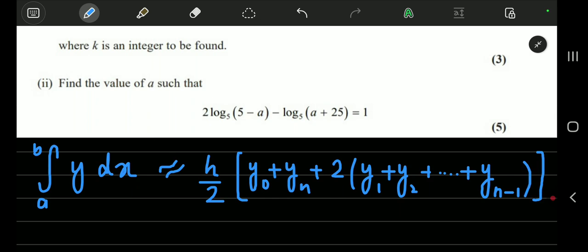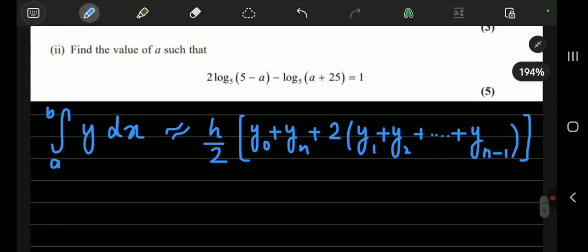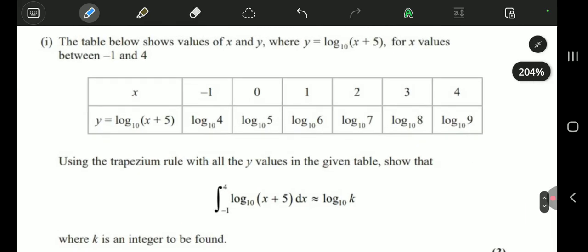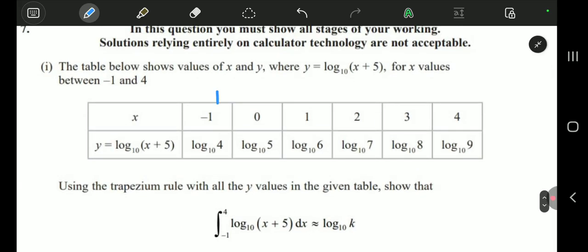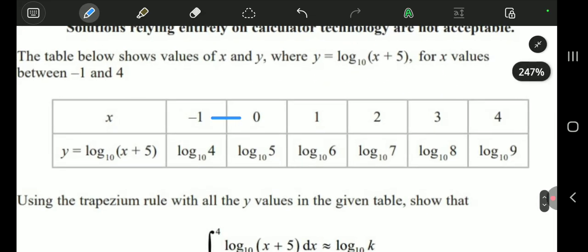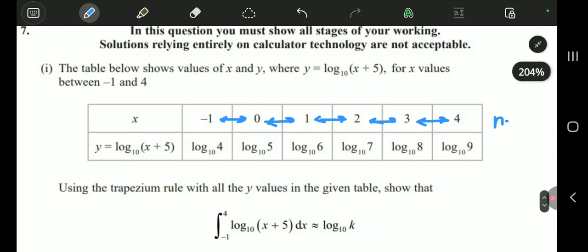Okay, so we need to substitute all the values, but first we need to understand what h is. h is (b minus a) over n. So what is n now? n is not these 1, 2, 3, 4 values. No, n is the number of regions in between: 1 region, 2 region, 3, 4, 5. So your n is 5.